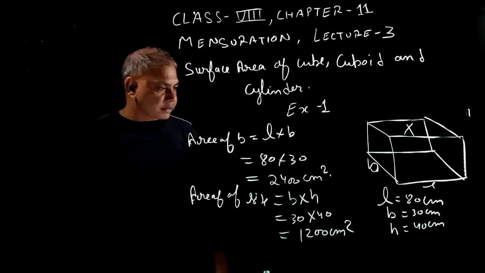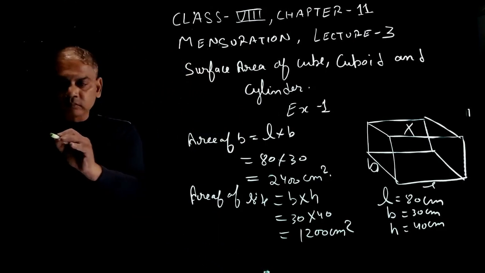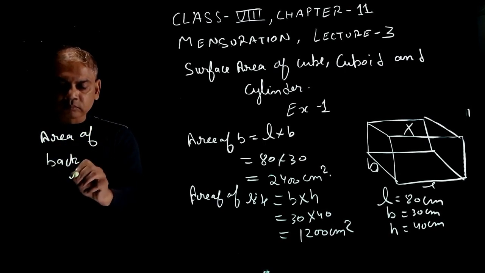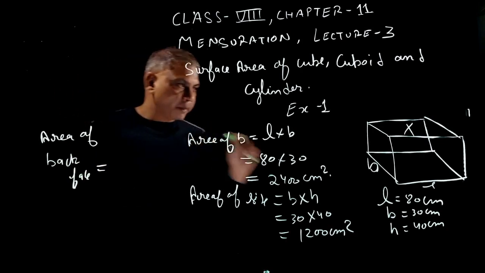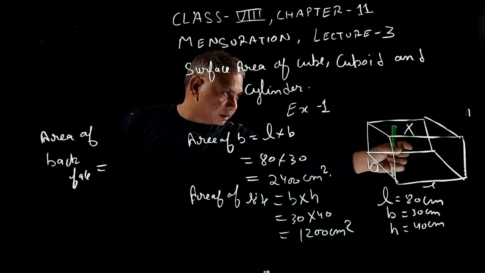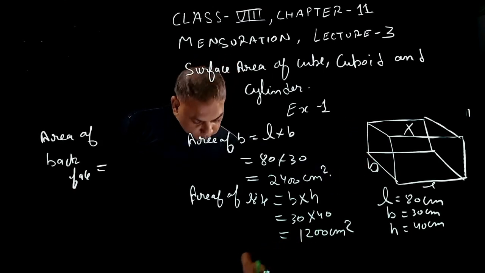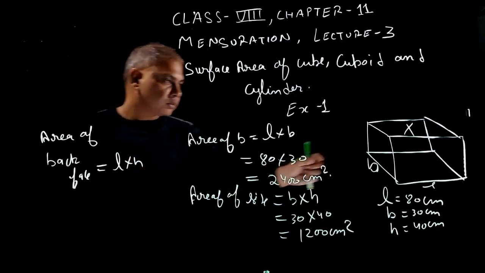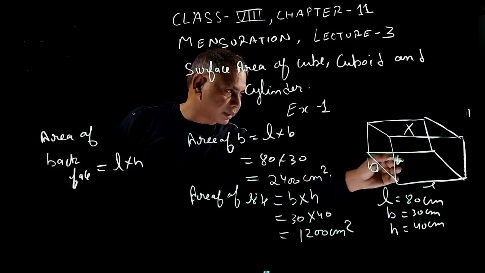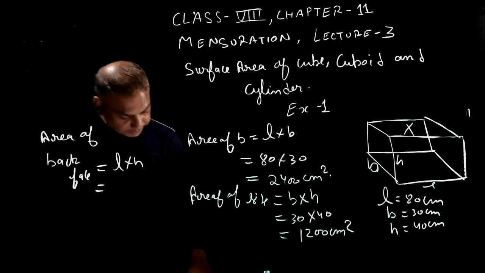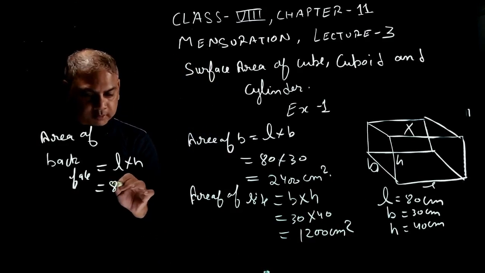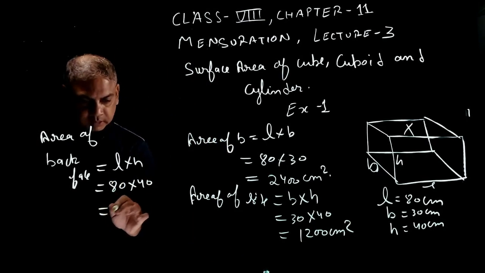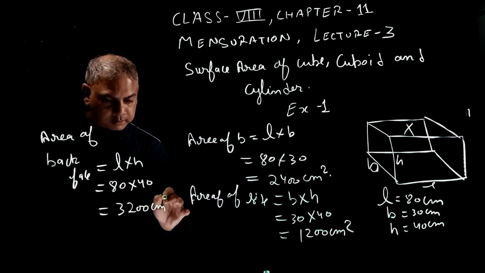Now area of the back face. This is the length and this is the breadth. So area is equal to L into H. Length and height, this is height. Okay, so you can find out length is how much? Length is 80 into 40. That is equal to 3200 centimeter square.